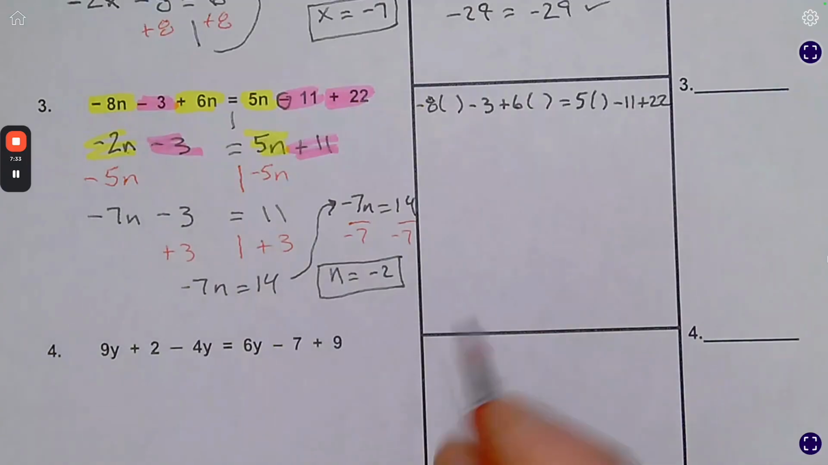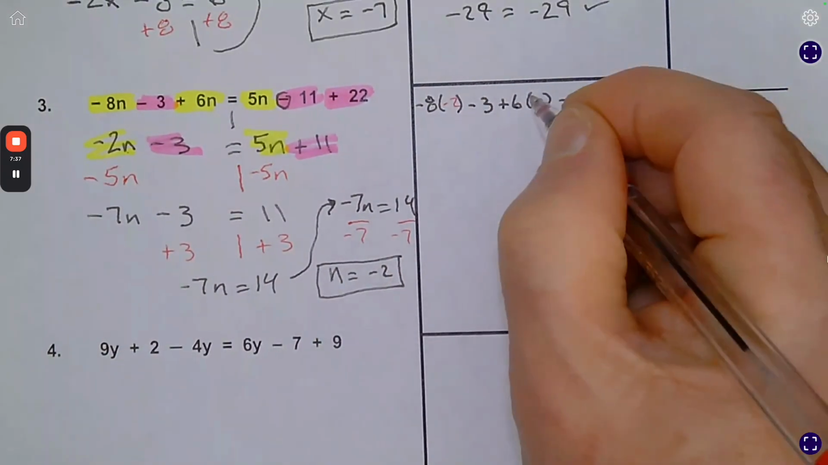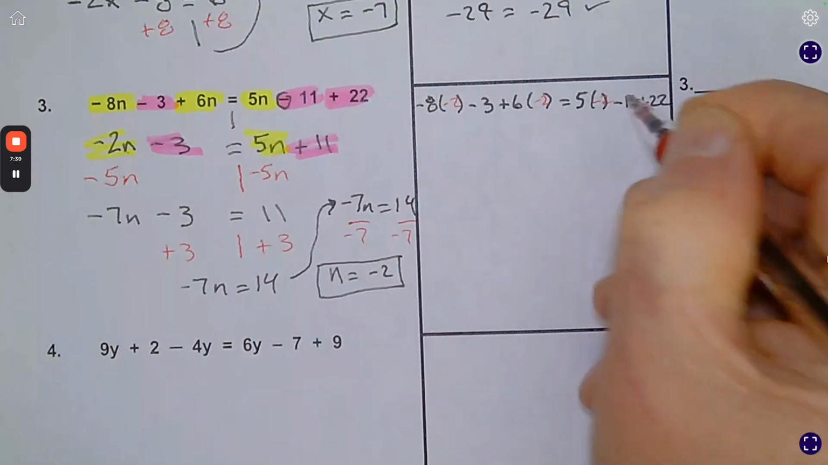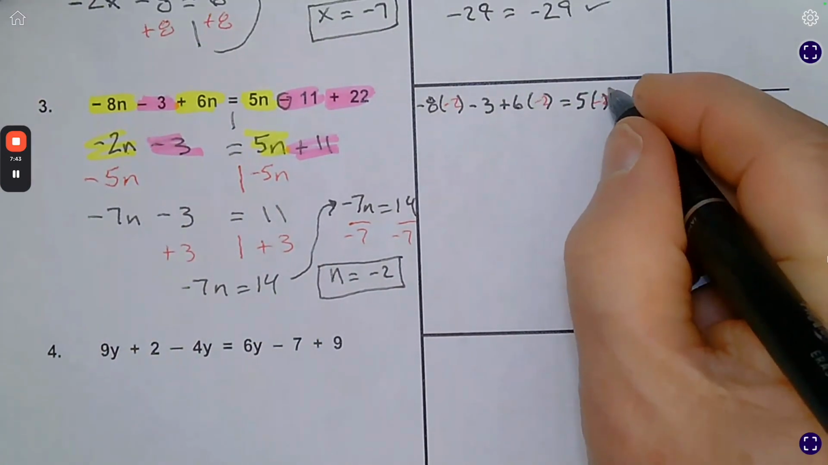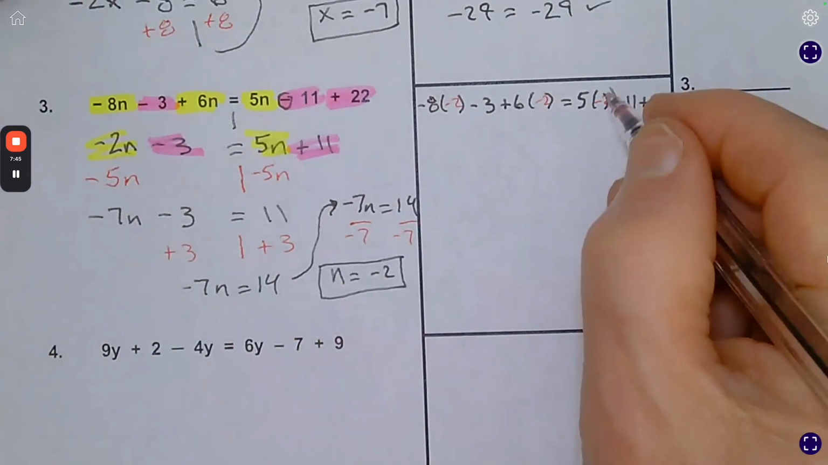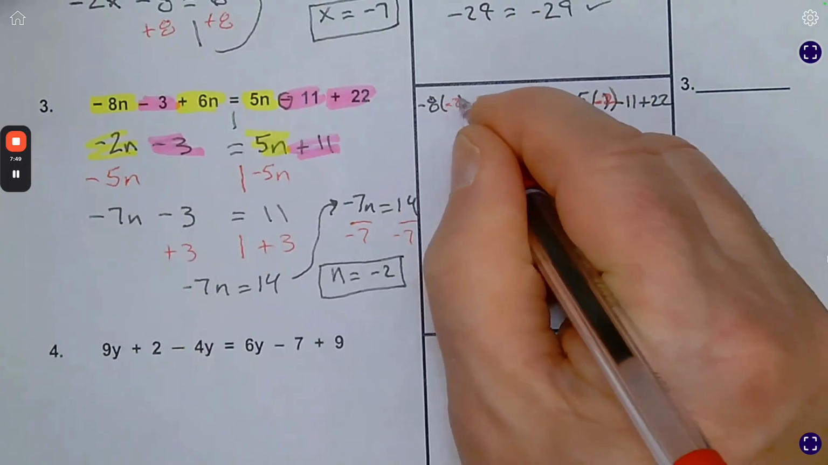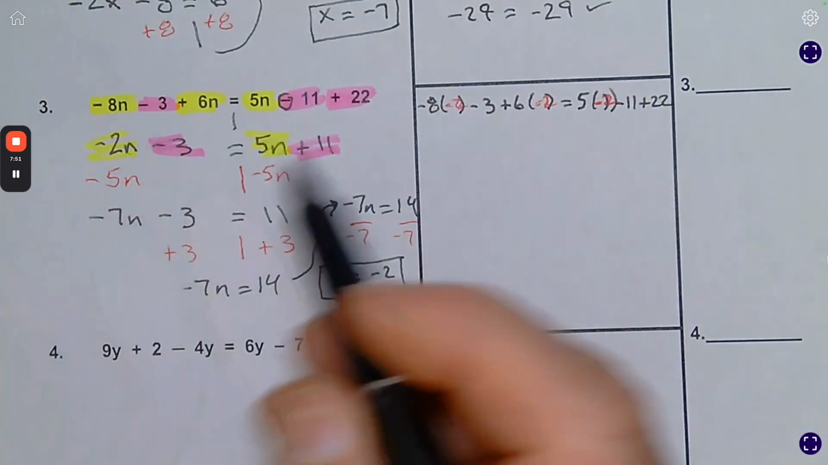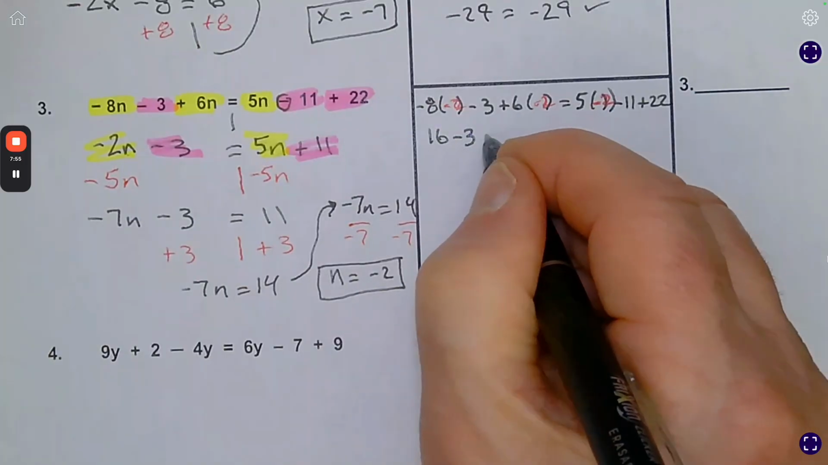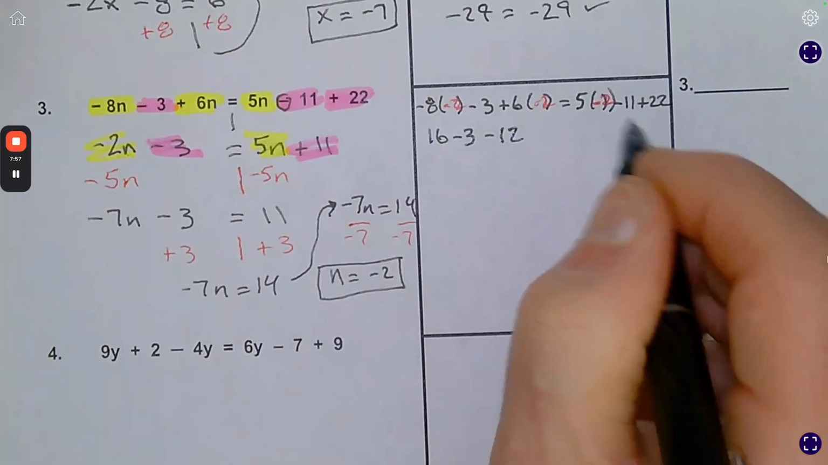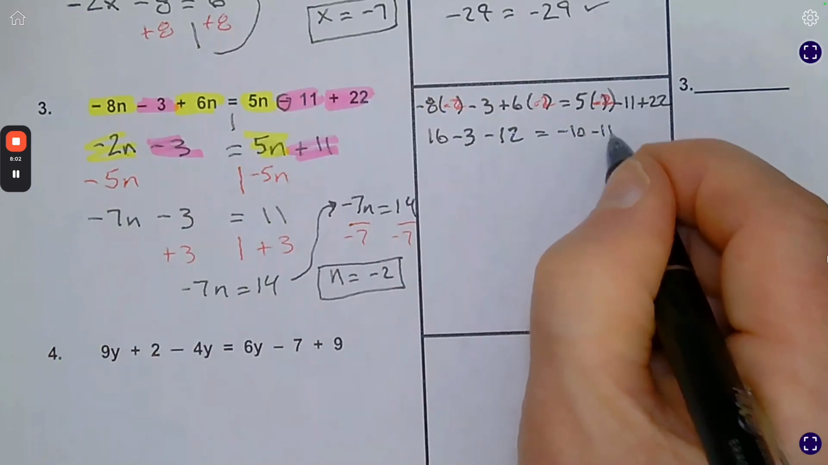Now everywhere I see a parenthesis, that was where a variable was. So I'm going to put negative 2, and negative 2. All right, so that's a negative 2 in there. And that's a negative 2, and that's a negative 2. All right, let's multiply. Negative times a negative is a positive. Positive times a negative is a negative. Equals positive times a negative is a negative.